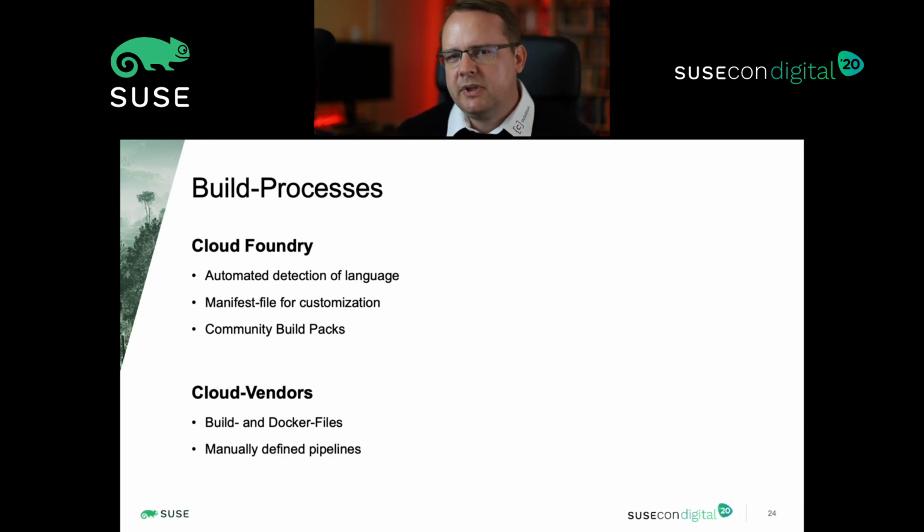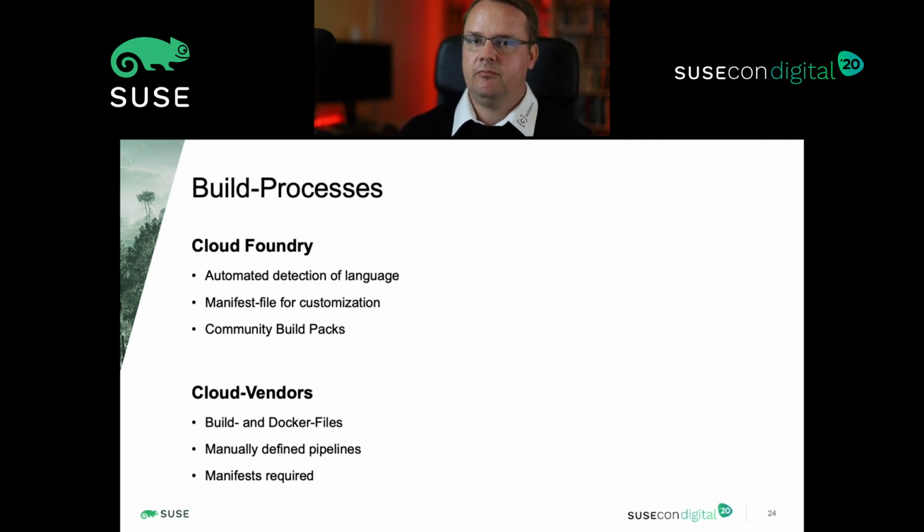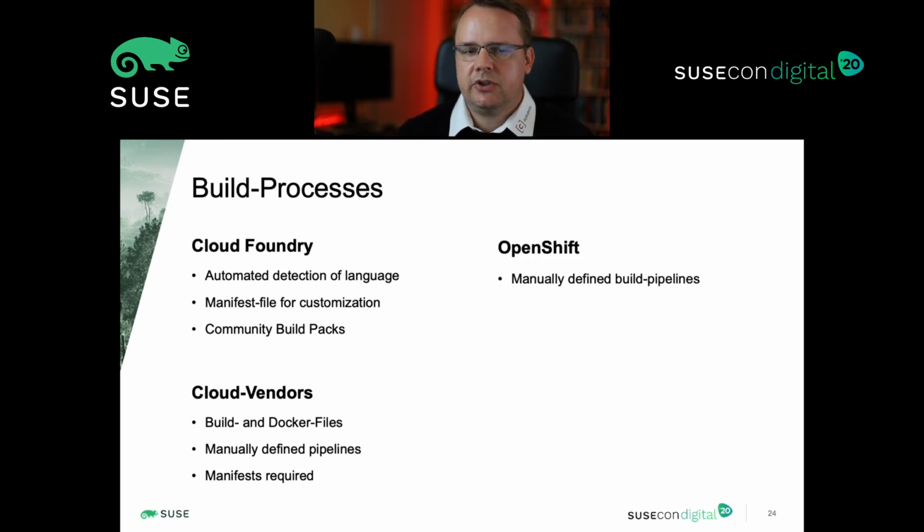And you would be required to manually define your build pipelines. Quite often, you also need to provide your application with a specific manifest. So there's a lot of things that you need to do to get something built. The same is true for Red Hat's OpenShift. You would usually manually define your build pipeline. You can obviously use already predefined ones available with Jenkins. But nonetheless, the definition and the maintenance of those build pipelines is extensive and can prove to be complicated.